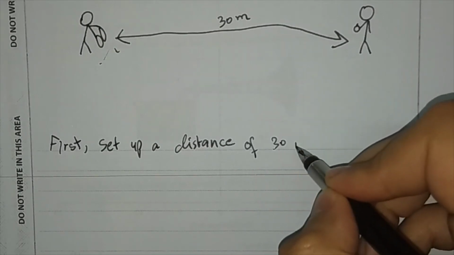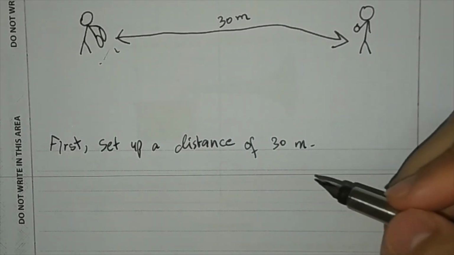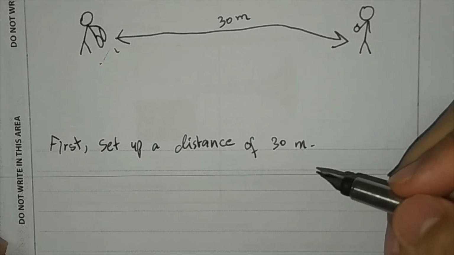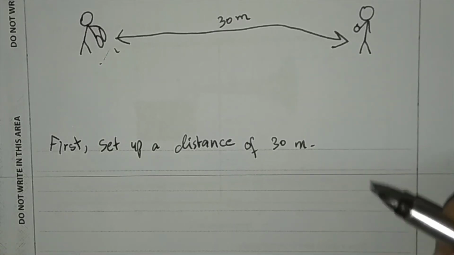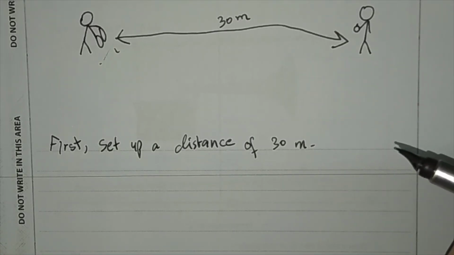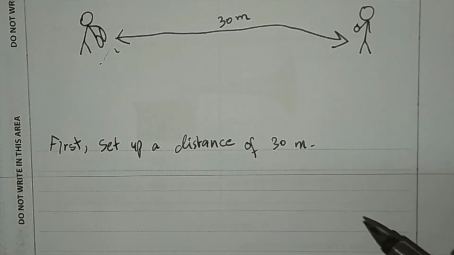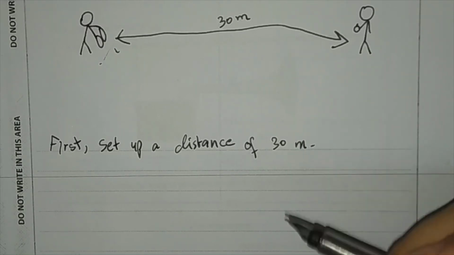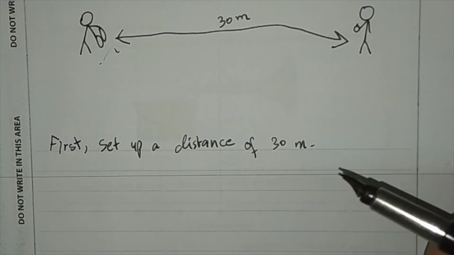of 30 meters. 50 meters will be a bit too far away, so it will be hard to identify when he's hitting the cymbals, but it will be easier to hear the sound. So at 30 meters, it will be easier to see the person and identify the difference between both the sound and the light.